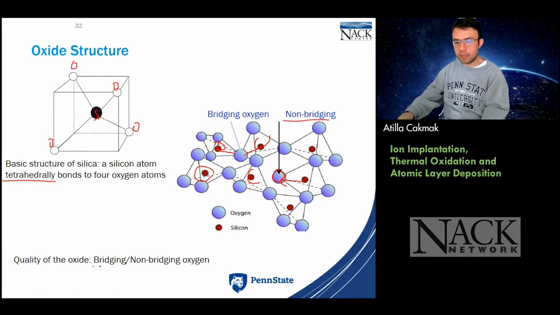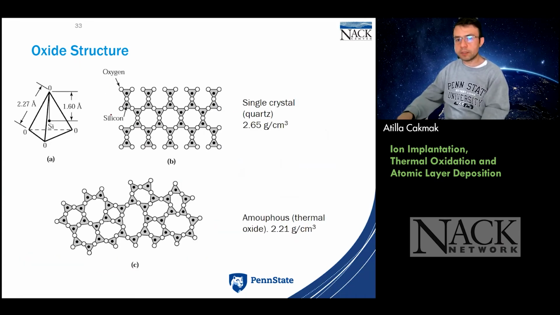And then the amount of those bridging to non-bridging actually determines the quality of the oxide. You like to increase that as much as possible. Having said that, if all these oxides are bridging, what will we form? We will form a crystal structure like this, if they're in a nice, smooth condition. By the way, we're looking from a planar fashion, on a plane here.